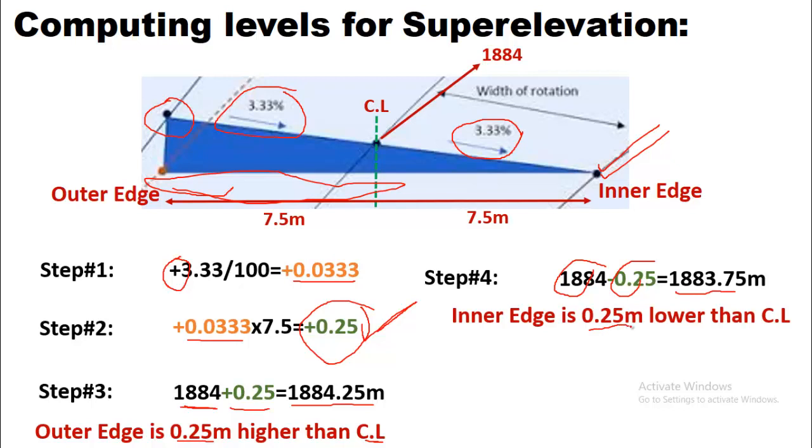So I hope you get the point, and these steps are very easy. Whatever value is given, simply the first step is to divide it by 100, then multiply it by the width of the road, or the half portion of the road for which the slope is given. Then if there is a rise, as you can see over here, plus sign will be used, and if we go towards the inner edge, there is a fall, and for fall, minus sign will be used.